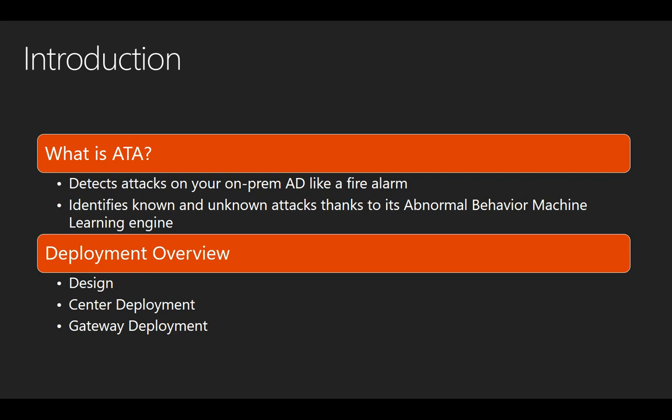Let's start with a quick introduction. And first of all, what is ATA? ATA helps you detect attacks on your Active Directory on-prem environment. You can think of it as a fire alarm for Active Directory. It will identify known attacks, such as pass the ticket, pass the hash, golden ticket, but it will also detect unknown attacks thanks to its machine learning engine. It will be able to detect unusual behavior and detect potential attacks.